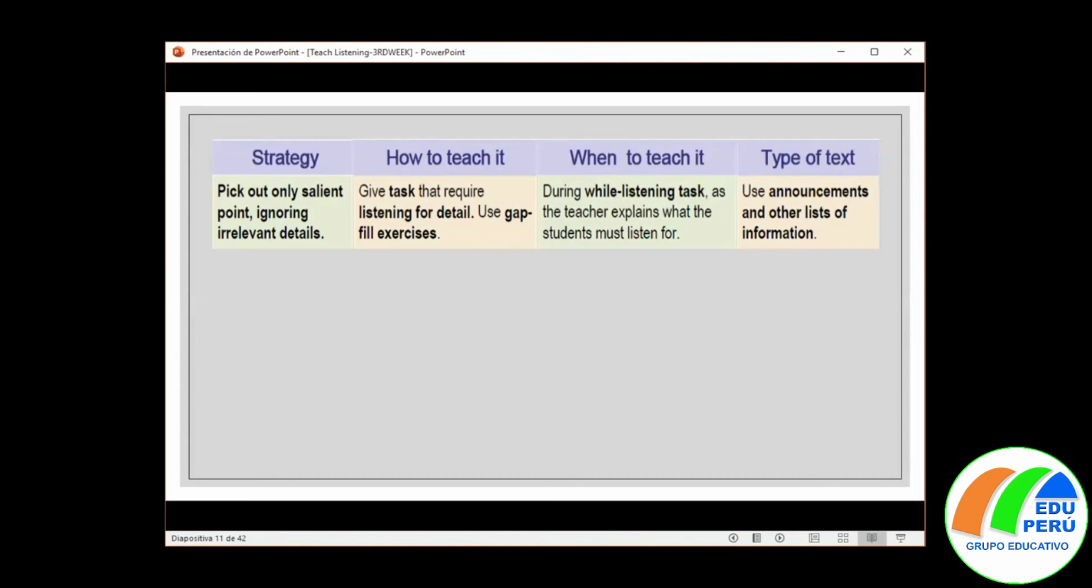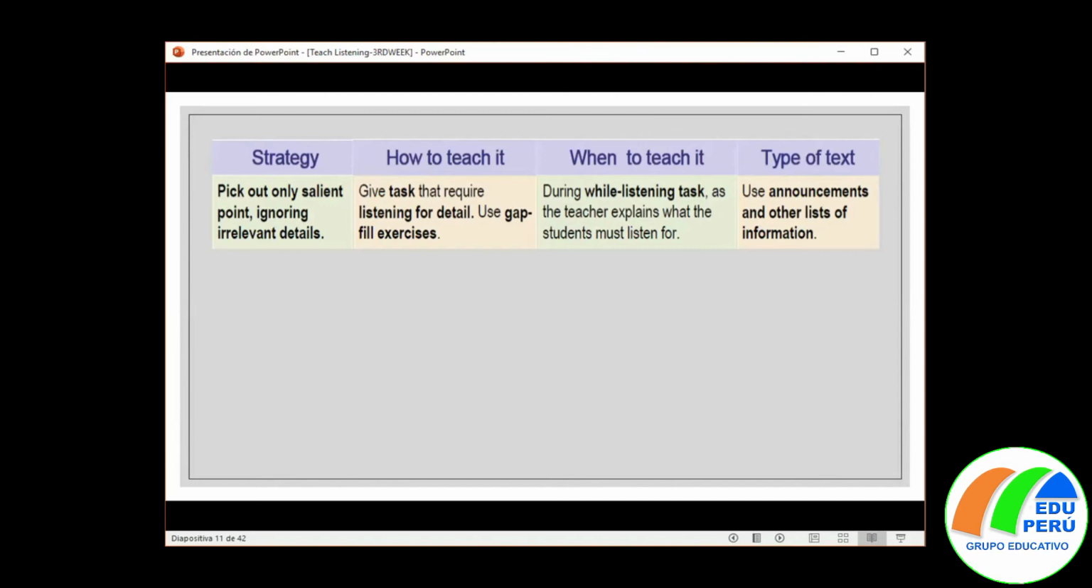And while listening, then we're going to talk about the stages, but remember, these stages are similar in all the skills, no? Pre, while, and post. So here says that this strategy could be used during while listening task, while the teacher is explaining what the student must listen for.